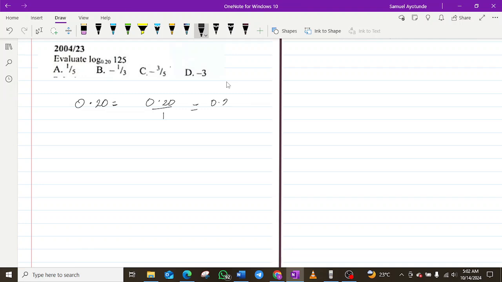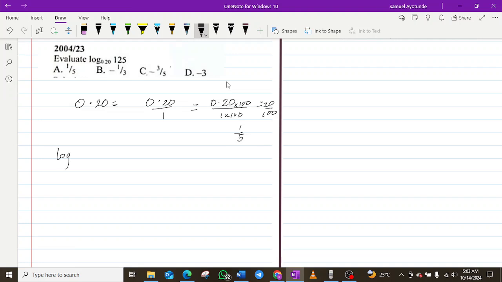That's 0.20 times 100 divided by 1 times 100. That will be equal to 20 over 100. And 20 over 100 when divided to the simplest form is 1 over 5. So 0.20 is 1 over 5. Instead of the 0.20, we have 1 over 5 there.